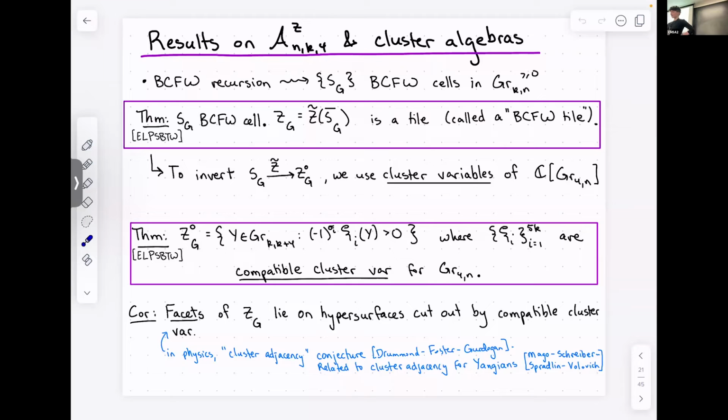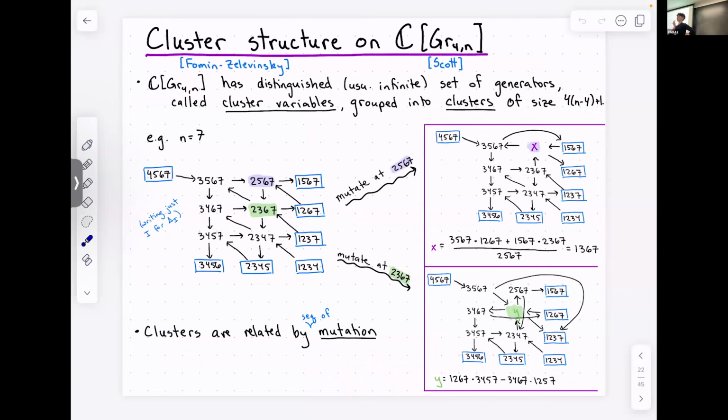Maybe I have already implicitly assumed everyone remembers Christina's discussion of the cluster structure on the Grassmannian very well. In case that's not true, I'm just going to quickly review it. She talked about Gr(k,n), I'm just talking about Gr(4,n). This cluster structure is a distinguished, usually infinite set of generators. Those are called cluster variables. And these are grouped into clusters of a certain size. Christina gave you a general construction for at least one cluster, but here's an example for Gr(4,n).